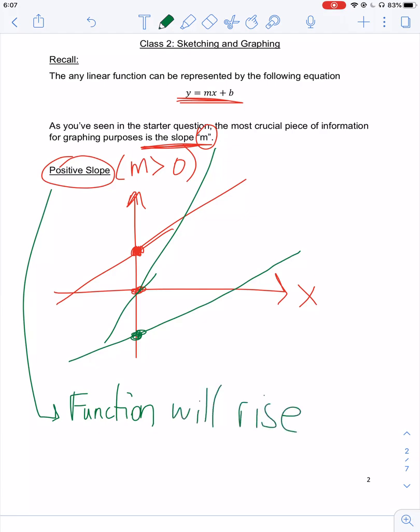What do I mean by rise? Mathematically, rise means as your x values are getting bigger and bigger, your y values are also getting bigger and bigger. So here, let's say x is equal to 2 and y is, I don't know, 3. Now here, x is equal to 4, and my y value is also getting bigger, probably maybe 10. So rising means your function is going upwards. The function will rise when your slope is positive.